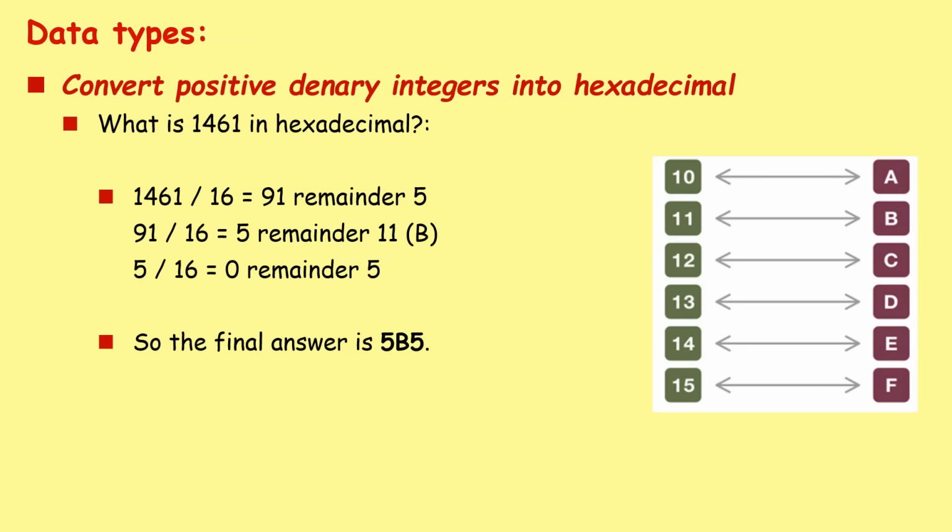Remember, 10, 11, 12, 13, 14, 15 convert to A, B, C, D, E, F. So the 11 becomes a B. 5 divided by 16 is 0, remainder 5. Therefore, if we put the remainders together, we get a final answer of 5B5.